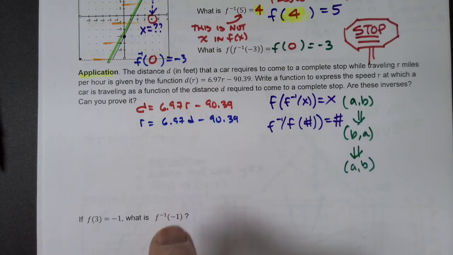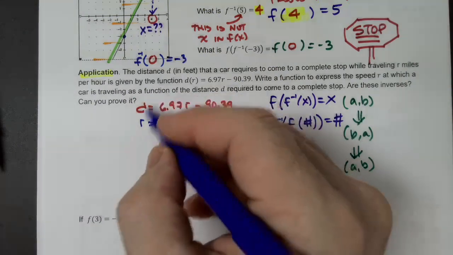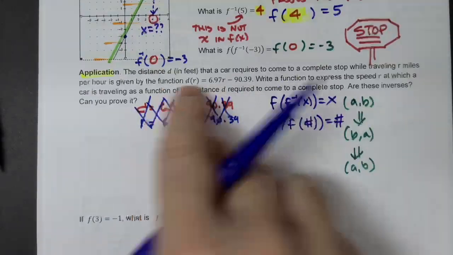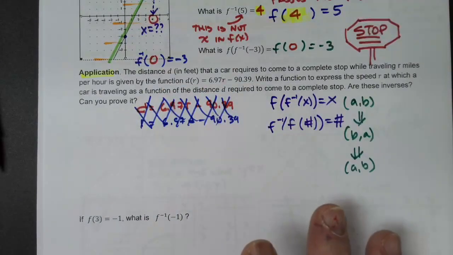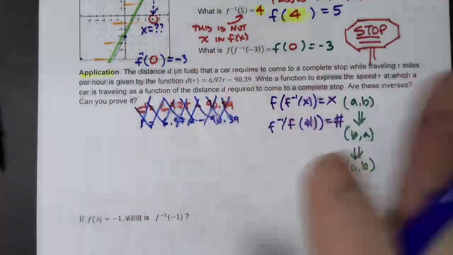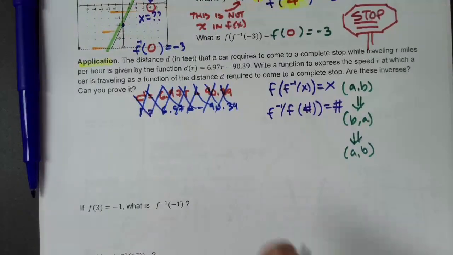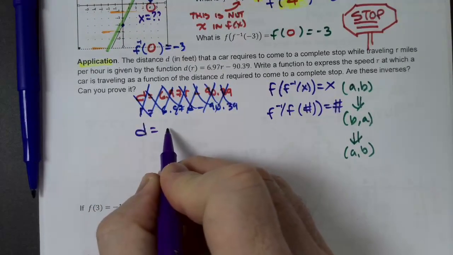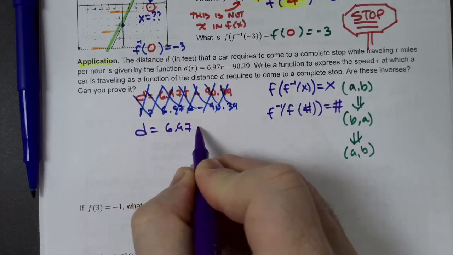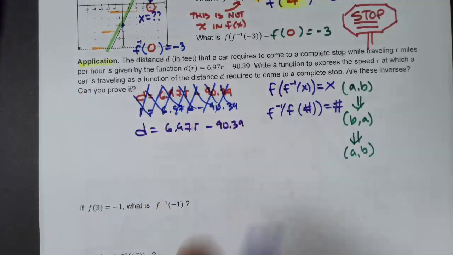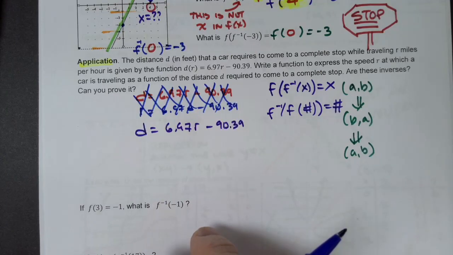Actually, yeah, I think I don't want to do this. I just want to solve this one for r. I don't want to switch those around because r is always going to be r. I just had a little mental breakdown there. And this one, d equals 6.97r minus 90.39. What I want to do here is just solve for r.